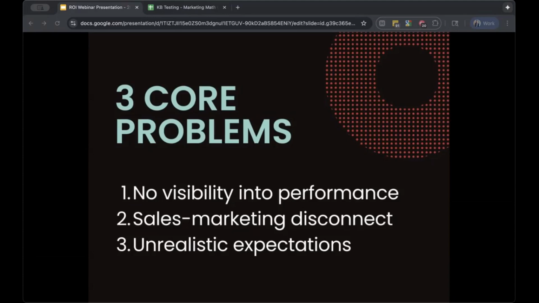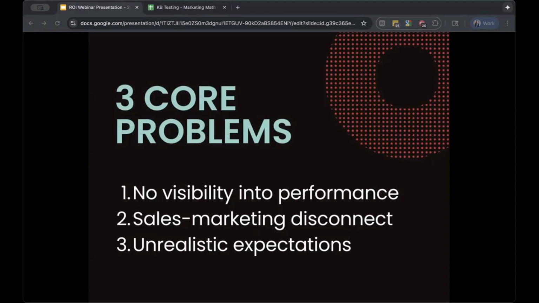And then that third one is more around that unrealistic expectations where leadership and key stakeholders expect revenue tomorrow. But when you think about it, marketing really takes time. And so without that shared understanding of what success looks like, all the pressure lands on marketing and there's zero support to fix it. So today we're really focused on solving that problem number one around visibility into performance.